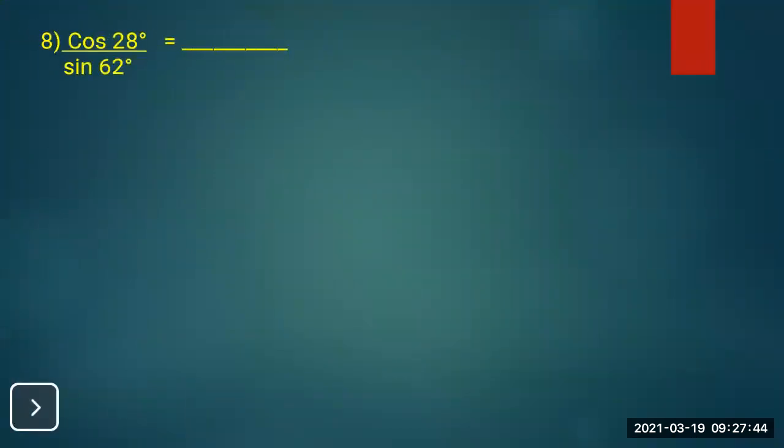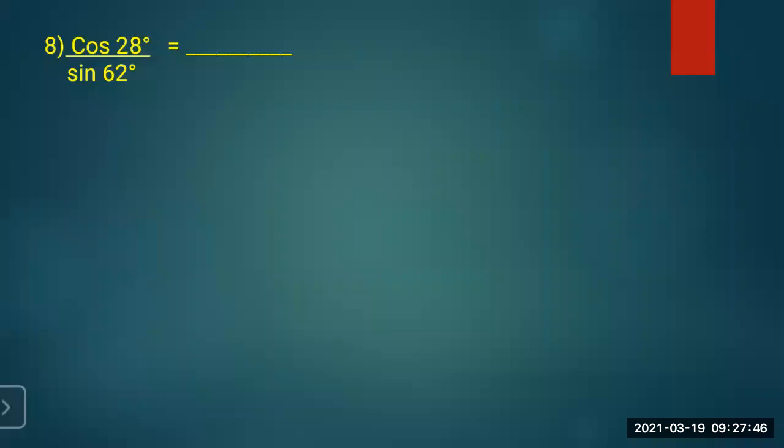Okay, now the next one. Next again, that is cos 28 degree upon sine 62 degree. What is the value? Now this question can be a multiple choice question or a 2-mark question, that is, find the values. Here they have given the options.